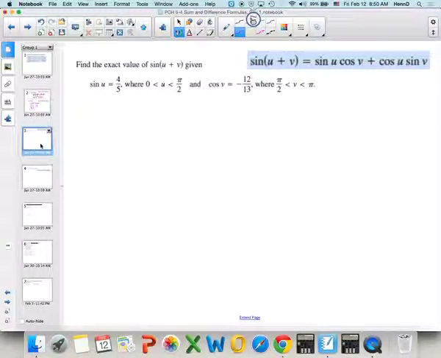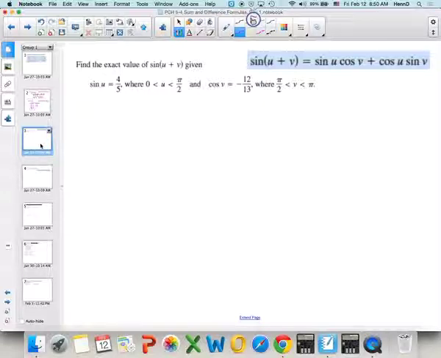We want to find the exact value of sine u plus v given this information. Alright? So, we don't know what u and v are. Is it like working backwards? Okay? But we do know what the sine and cosine are.